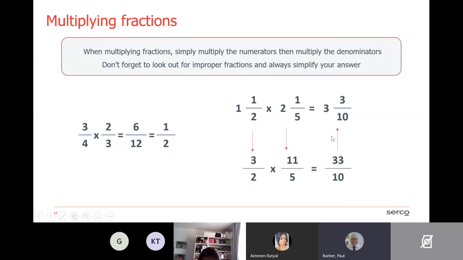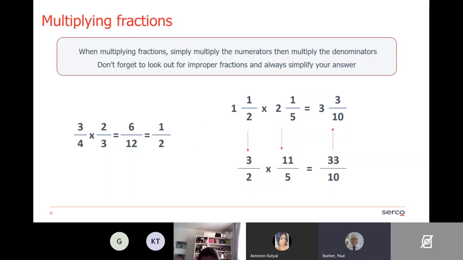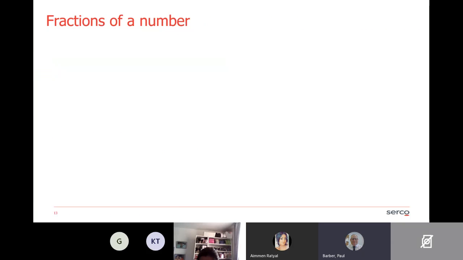But the key thing with multiplying fractions is you simply multiply the top number, the numerators, then multiply the denominators. The key thing to look out for is for improper fractions, and always simplifying your answer as we've done there. So quite key. Final thing I want to go through with you is looking at fractions of a number. These are probably the more common type of questions.